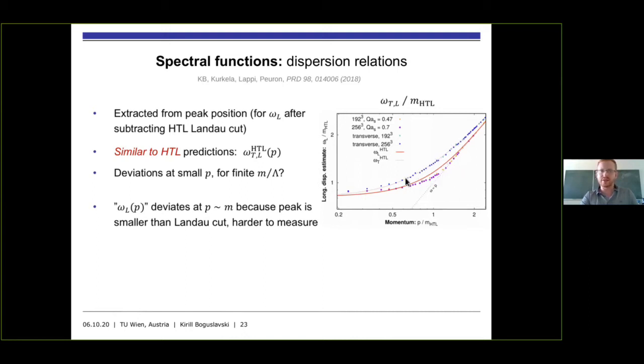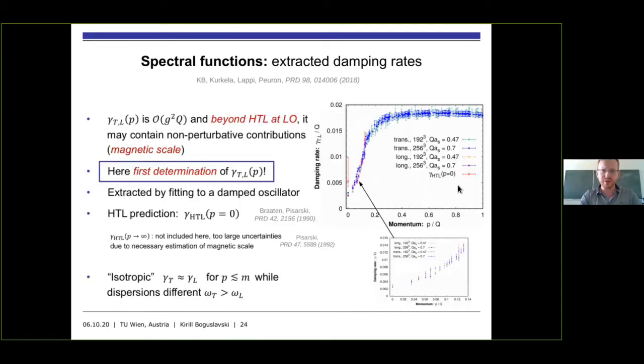And you very clearly see that the transverse dispersion and longitudinal dispersion are different. But when you look at the damping rates, at the lifetime, at the width of those quasi-particles, you find that for both transverse and longitudinal gluons, you find the very same behavior quantitatively.